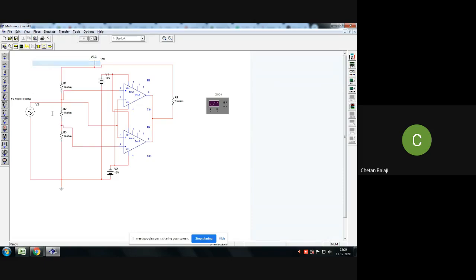I'll just text over here. This is 1/3 VCC. Okay, according to this, it is 10/3, which is equal to 3.33. Okay, that is my lower reference.